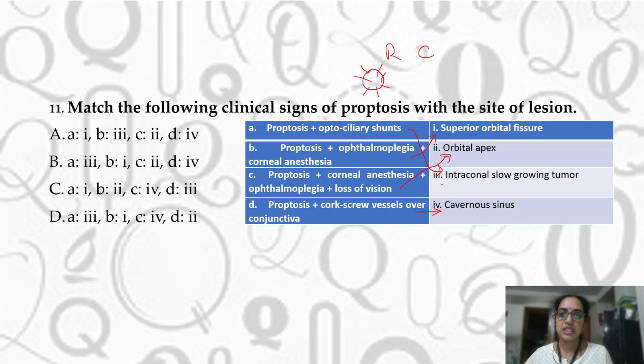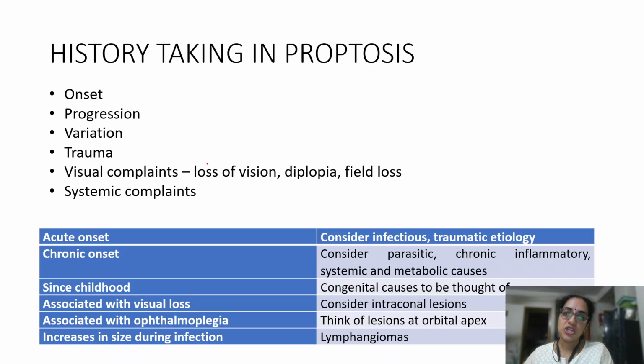So A should be 3. A is 3 here and here. B is 1. C is 2. So the right answer here is B. Okay. So these are subtle points on examination that will help you to understand what the probable etiology might be.